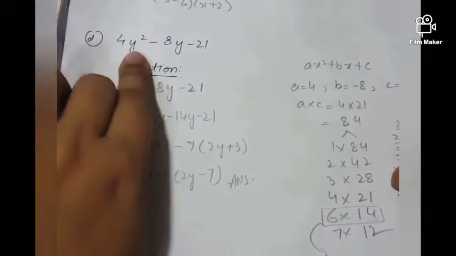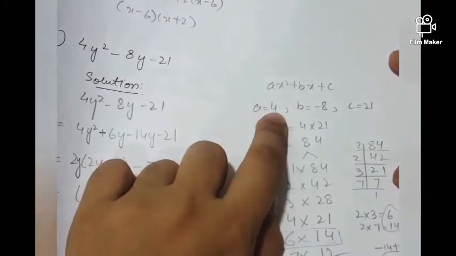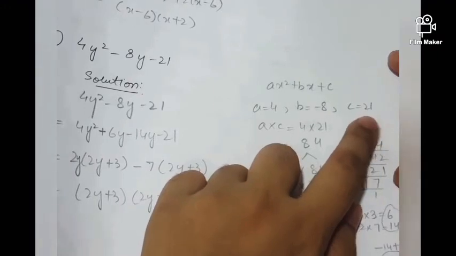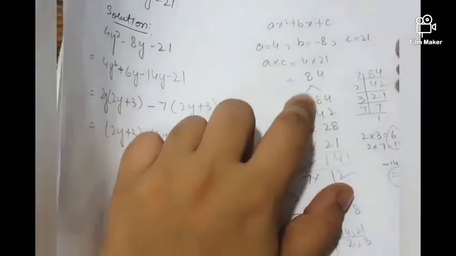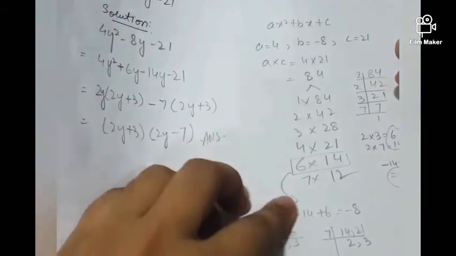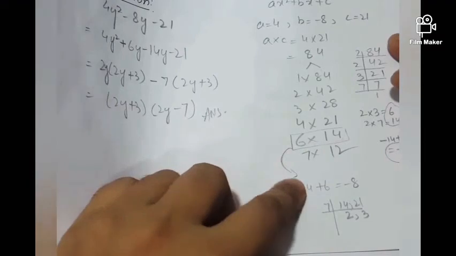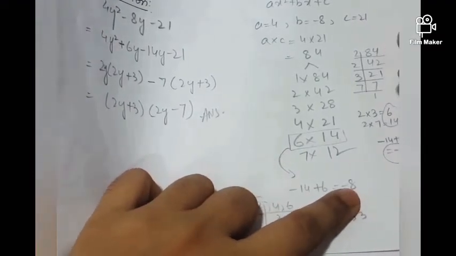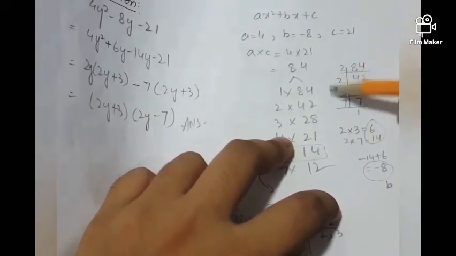Now see the next part. The next part, 4y square minus 8y minus 21. Rewrite the question, write the general term, the quadratic coefficient, the linear coefficient, and the c without the sign. So a multiplied by c is 84. Now see, it's very long, the factors you have to find. 6 times 14, I have found that minus 14 and plus 6 can give me minus 8, but you can do it also with the prime factorization.